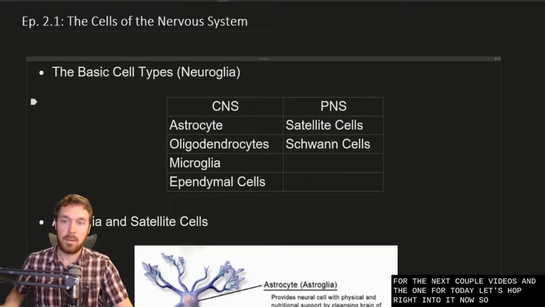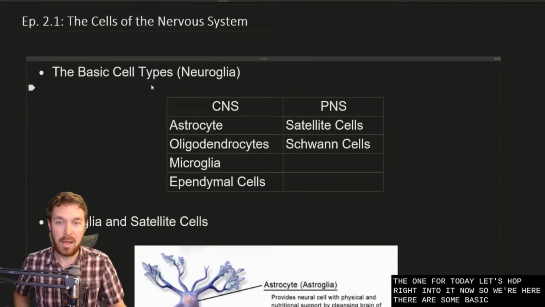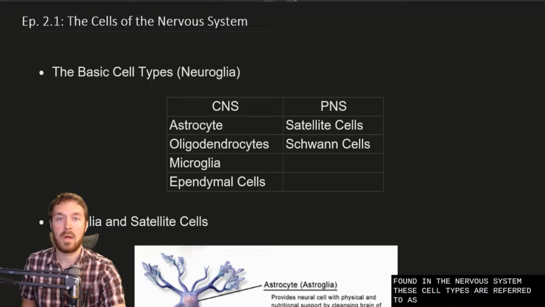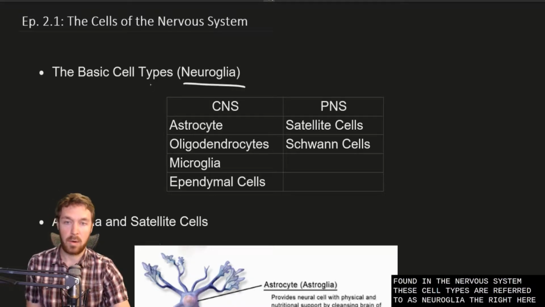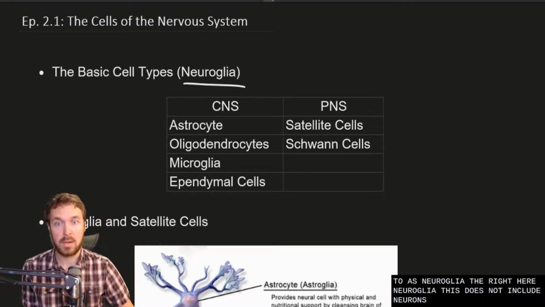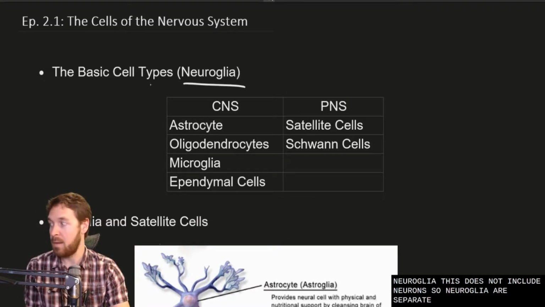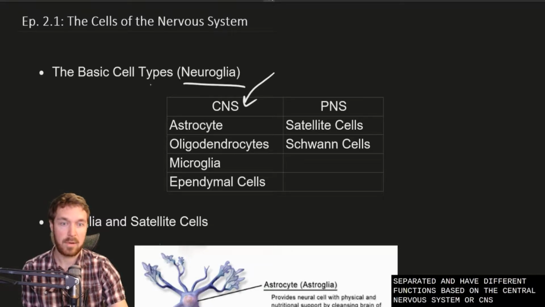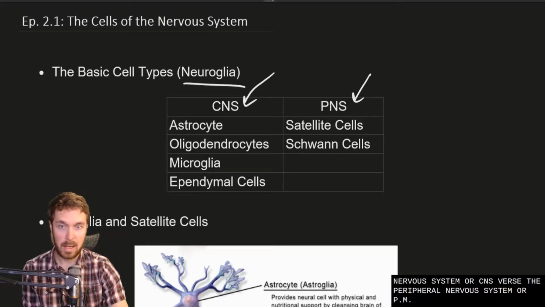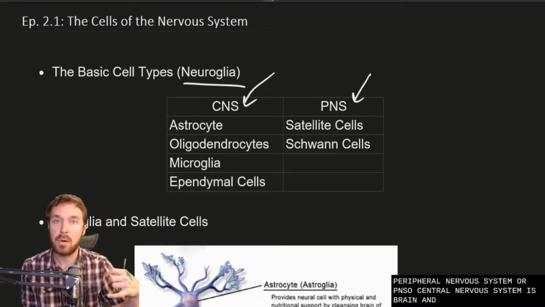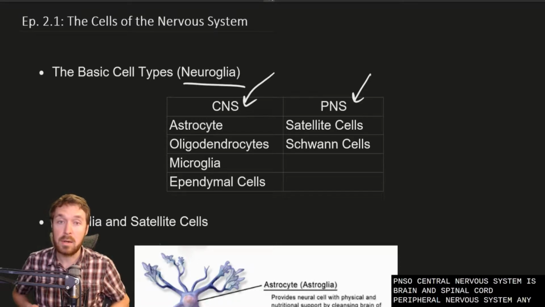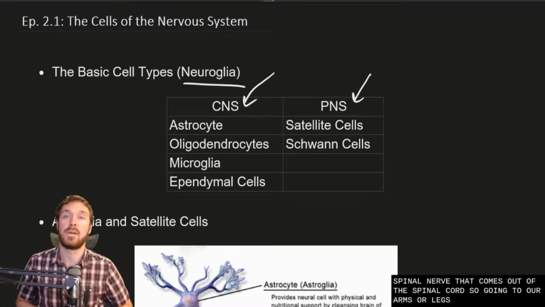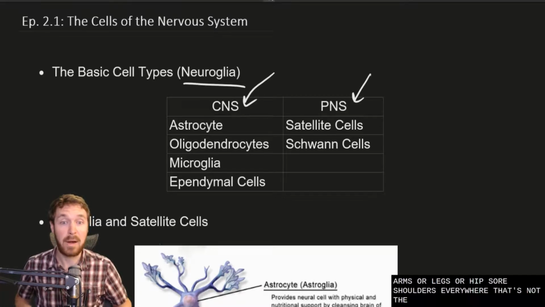There are some basic cell types found in the nervous system. These cell types are referred to as neuroglia. This does not include neurons. Neuroglia are separated and have different functions based on the central nervous system, or CNS, versus the peripheral nervous system, or PNS. The central nervous system is the brain and spinal cord. The peripheral nervous system is any spinal nerve that comes out of the spinal cord, going to our arms, our legs, our hips, our shoulders, everywhere that's not the spinal cord.